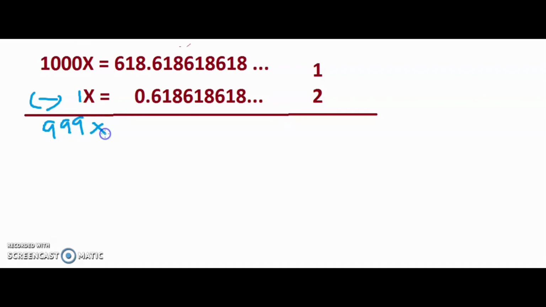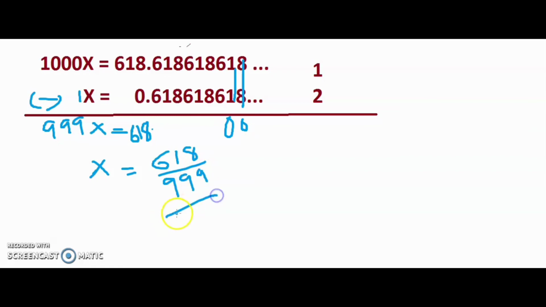So 1000x minus x is 999x. And when we subtract the right hand side, you just do the normal digit by digit subtraction, so that we get the result as 618 on the right hand side. Yes, so we get 999x is equal to 618. That means x is equal to 618 over 999.